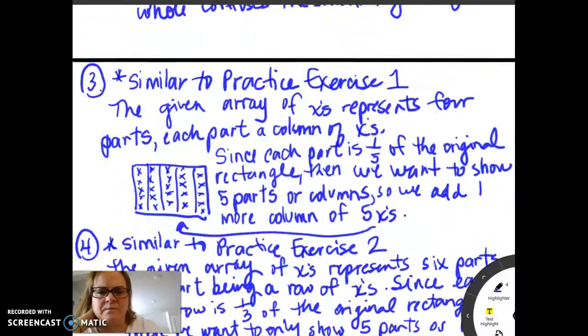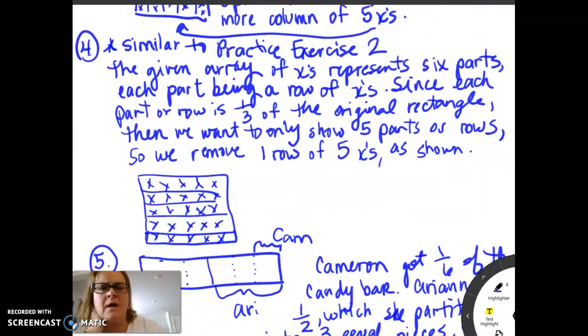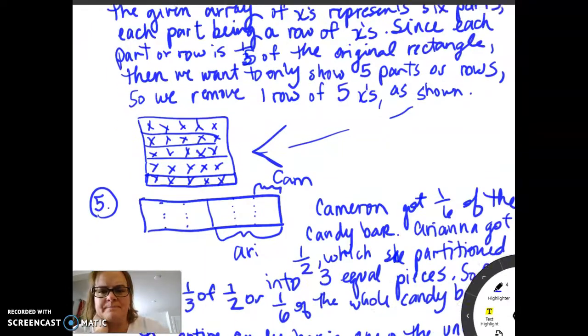And so, back to number 4, the array represents 6 parts, and each part is a row of x's. So since each part or row is a fifth of the original rectangle, then we want to show only 5 parts or rows. So we remove one row of 5 x's, like you see in this diagram.